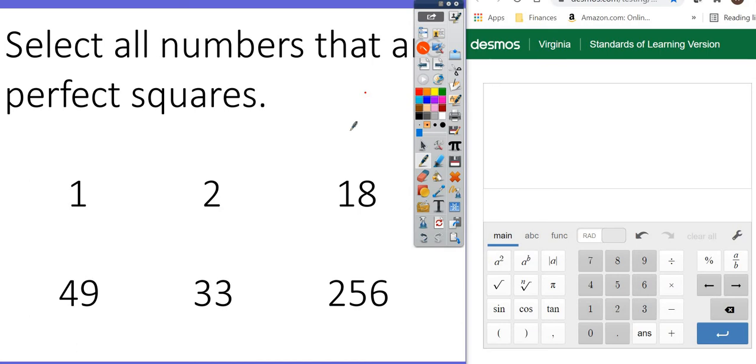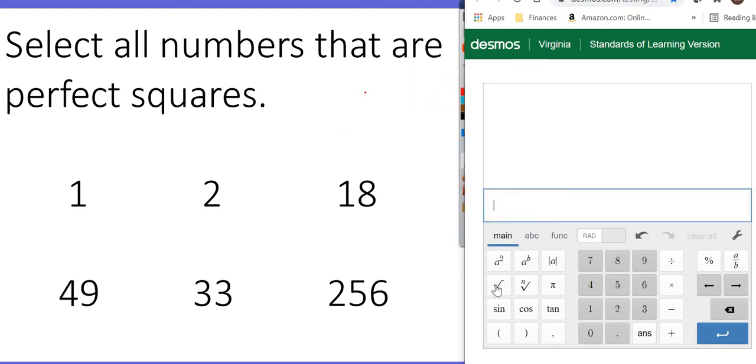Alrighty, so for this part of the review, we're going to look at perfect squares. And this question says, select all numbers that are perfect squares. Desmos is your answer. First thing you're going to do is say, I'm going to take the square root of 1. Then I'm going to go to the next line, and I'm going to do the square root of 2.